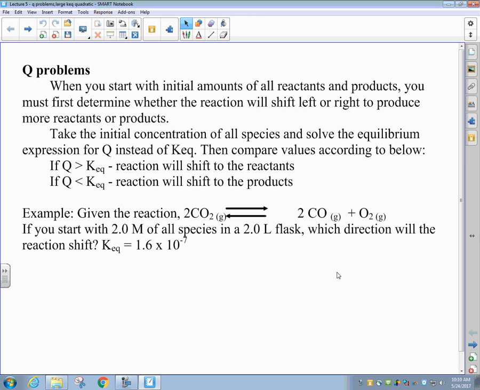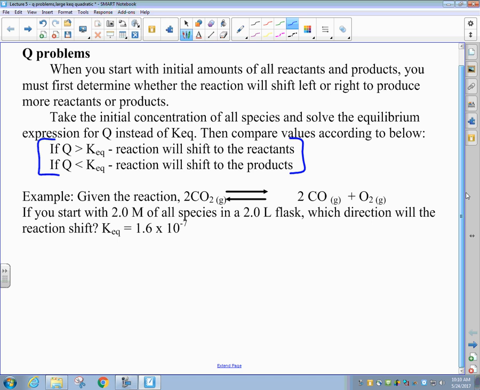So you can see our steps that we'll do. We'll take the initial concentrations of all species and solve the equilibrium expression, the KEQ expression, the law of mass action. But instead of solving for KEQ, since that's defined at equilibrium, we're going to solve for the letter Q. And we compare Q to KEQ. Circle, highlight, underline, whatever you need to do for those two statements there. When Q is larger than KEQ, you'll shift to the reactants. When Q is smaller than KEQ, you'll shift to the products.